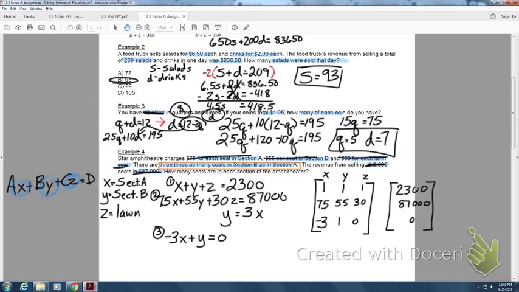The exponent of negative 1. Make sure you have that up there, okay? So on this one, you should have gotten that there were 150 seats in Section A, 450 seats in Section B, 1,700 seats in the lawn.